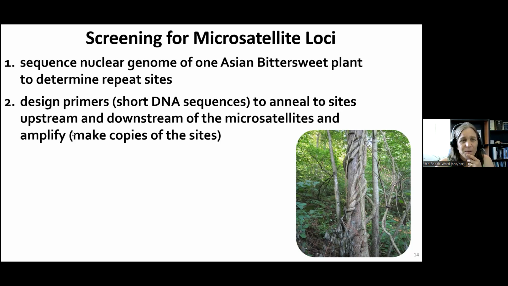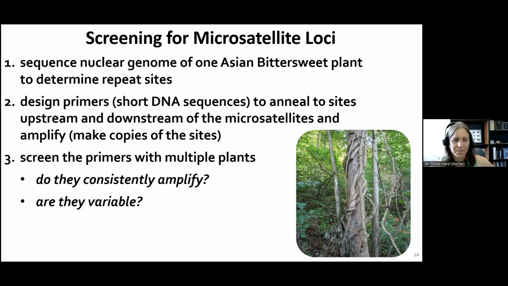And from that, I use another computer program that designs a complementary piece of DNA to go upstream and downstream of that region, to sort of bookend that region of the genome so that I can make enough copies of it to be visible. So I'm designing these primers, these short pieces of DNA to stick upstream and downstream either side of the microsatellite and make copies. And then I've got to check, like, do these really work on other plants? I know it worked on the sample plant. Would it work on other plants? Do they amplify consistently? And do they vary from plant to plant? If they don't vary, it doesn't do us any good, right? If we're trying to figure out differences within a population, no good.